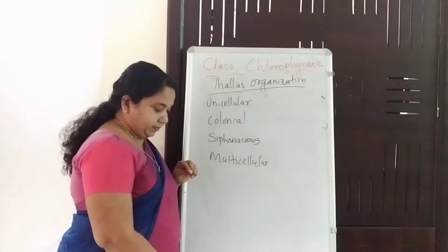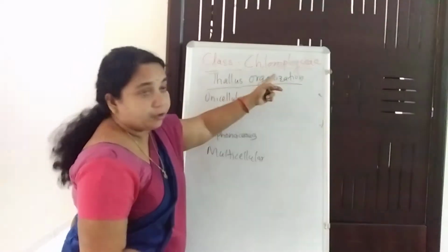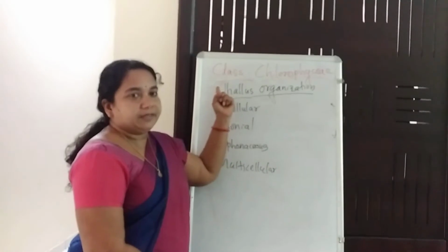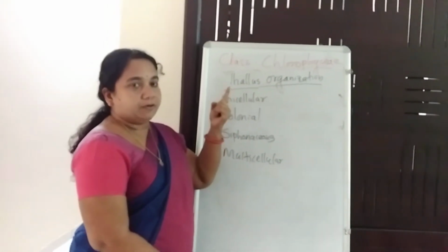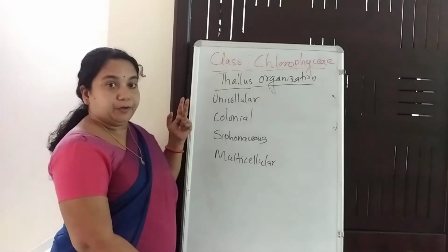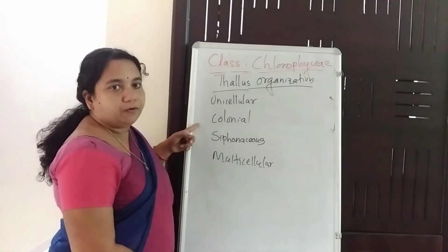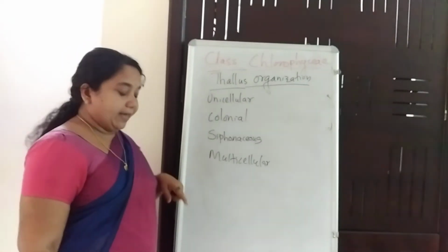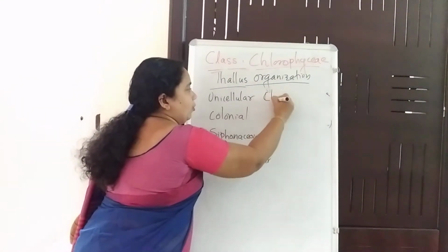Okay, students. First of all, we classified Chlorophyceae based on occurrence. Then about thallus organization: how algae are classified on the basis of thallus organization I also taught in the previous classes through PowerPoint presentations. And in Chlorophyceae also there are different types of thallus organization. One is the unicellular type. Examples of unicellular types are Chlamydomonas.